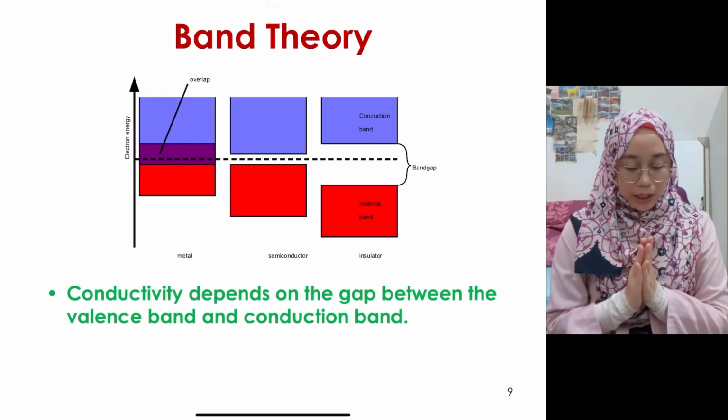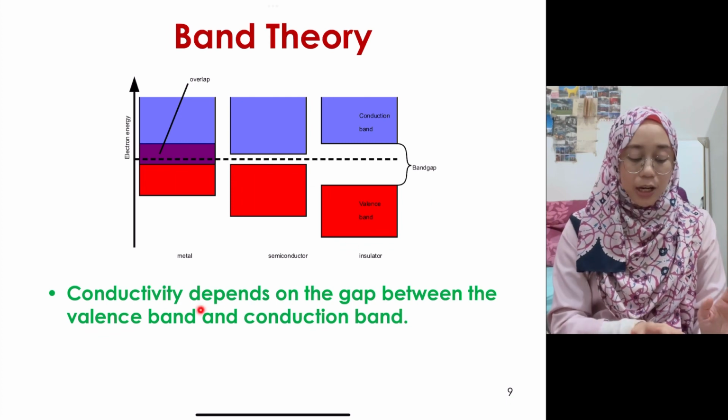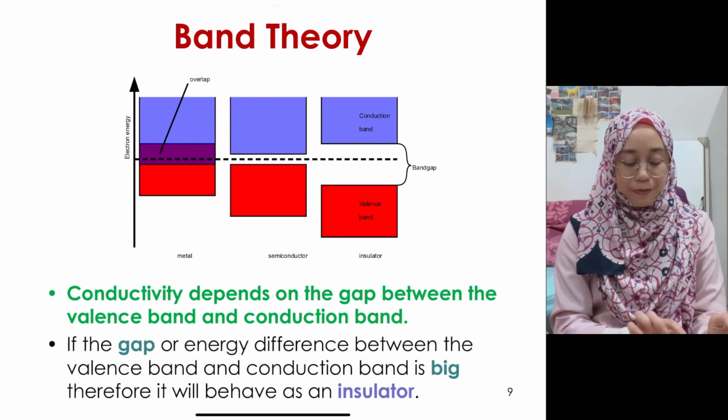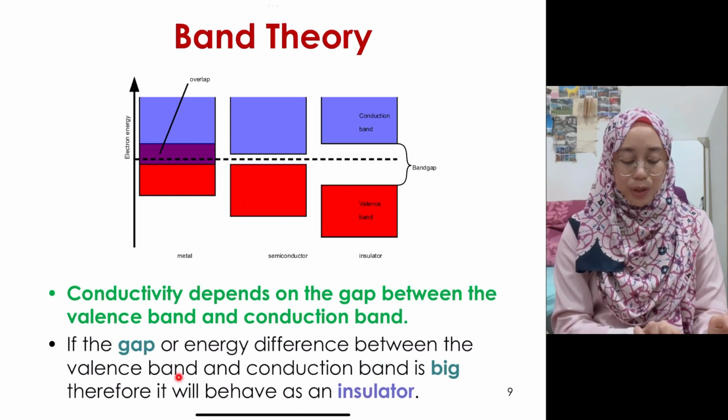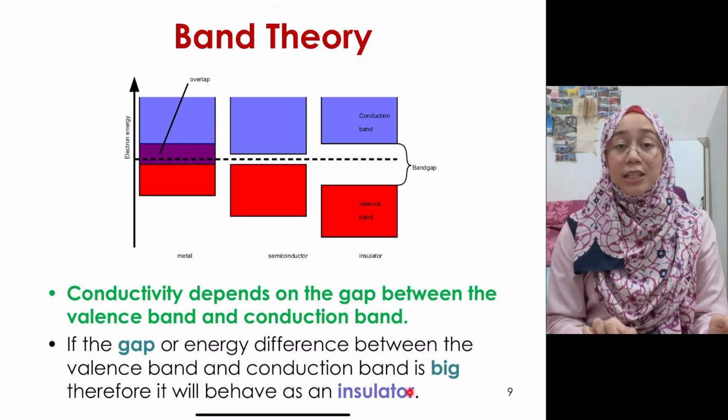So for example, if we look at the rightmost one first. Conductivity depends on the gap between the valence band and the conduction band. If the gap or energy difference between the valence band and the conduction band is big, therefore it will behave as an insulator.